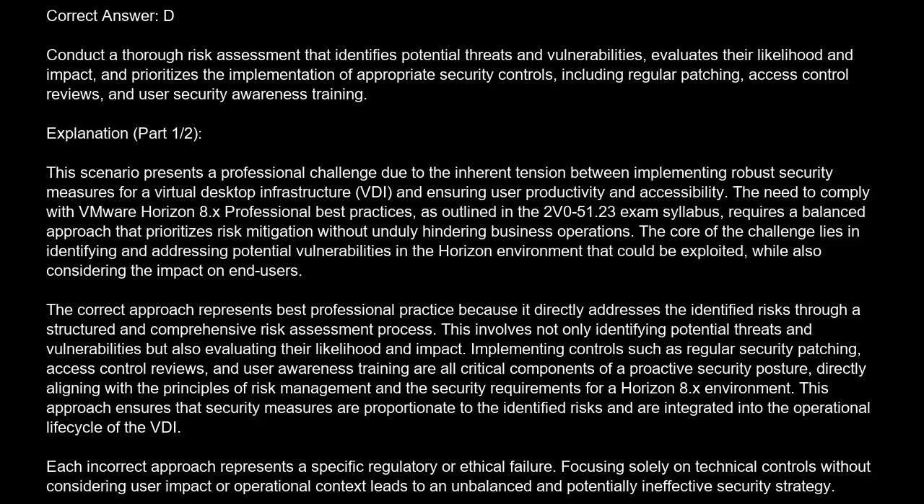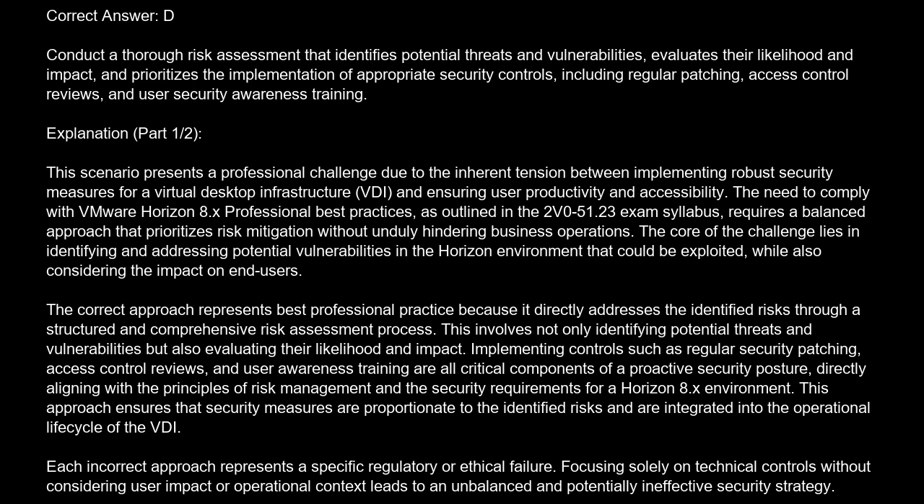The correct answer is D. Conduct a thorough risk assessment that identifies potential threats and vulnerabilities, evaluates their likelihood and impact, and prioritizes the implementation of appropriate security controls, including regular patching, access control reviews, and user security awareness training.